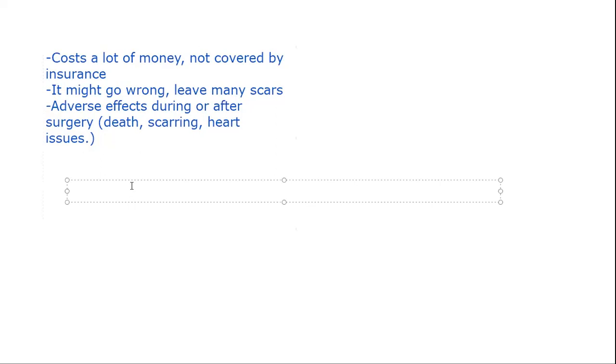I meant people with heart issues. People with heart issues could die under surgery. This is what I meant. Yes, they could die at any surgery, not only plastic surgery. Of course. Plastic surgery is not completely scar-free. Okay. Anyone come up with an interesting hook?